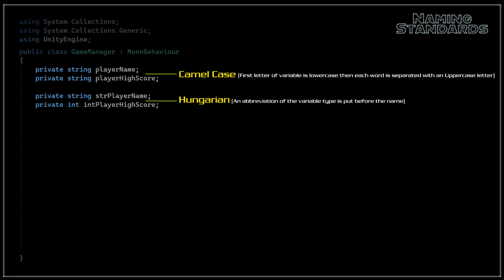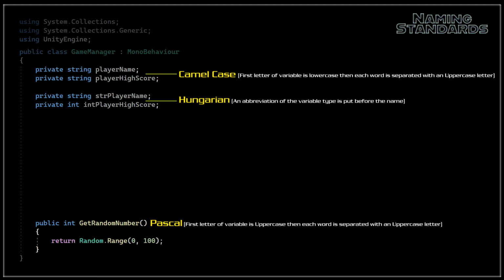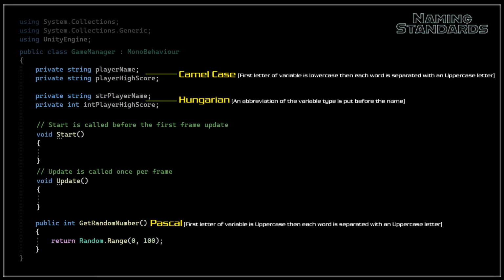Now for methods or functions and classes, Pascal seems to be the preferred way to do it. Pascal is just like camel case, except the first letter is also capitalized. So a custom function like GetRandomNumber is capitalized at the start too. For custom functions, Visual Studio will actually remind you that your naming style is a little bit off, but it will still work. And you can see that the Start and Update methods are also capitalized at the start, and also the MonoBehaviour class is capitalized at the start. Notice the using statements like UnityEngine also is in Pascal. Pascal generally is also the general preferred choice for naming objects and scripts in your project as well.